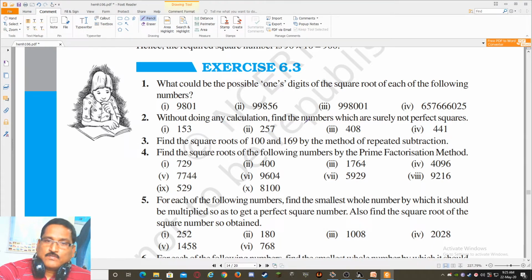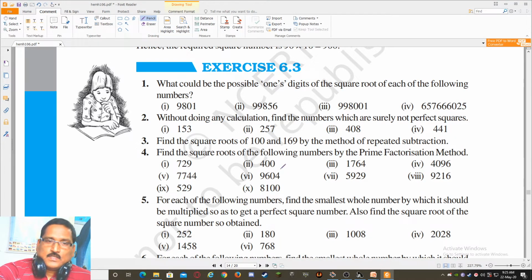Without doing calculation, find the numbers that are surely not perfect squares. The number ending in 3 is not a perfect square number. 7, not a perfect square number. 8, not a perfect square number. 1, it may be a perfect square number.